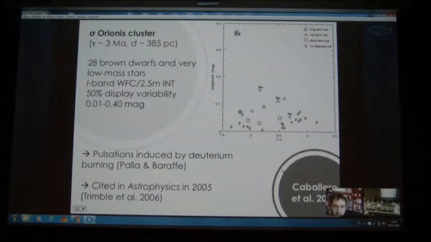The most variable brown dwarf that we detected in our survey, we did not have a spectroscopy for it, but it had a clear signpost of having a disk. This work was the origin of some theoretical investigations on pulsations induced by deuterium burning by some French and Italian colleagues, and it was mentioned in the yearly review by Virginia Trimble in 2006.